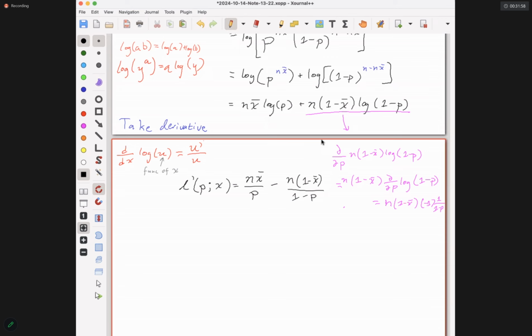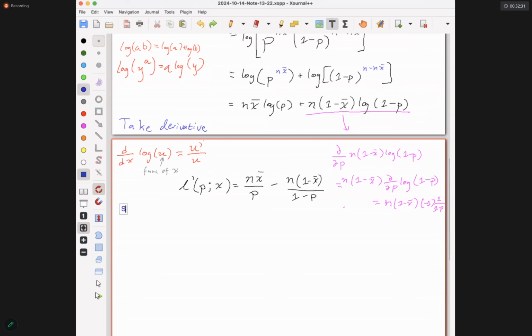Well, what we'll want to do here is, because we are looking to maximize or find the estimator for P that maximizes this likelihood function, we are going to set this thing equal to 0 and then solve. So let's type this.